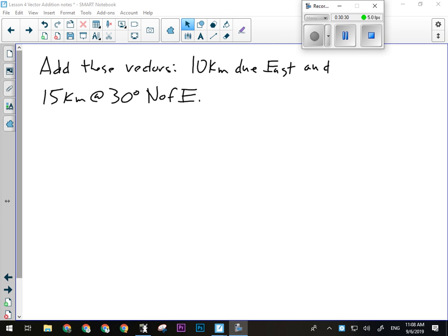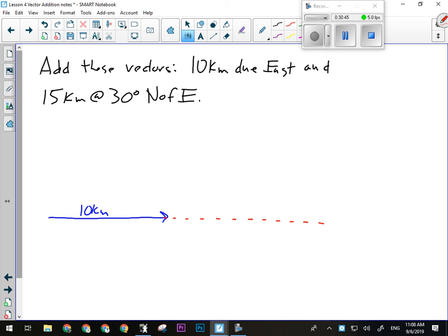Let's have a look at the diagram. So your diagram should set up like this. You have a vector that is 10 kilometers due east. Then you have a vector that is 30 degrees north of east. So I'm drawing a reference line that's east. I'm going to go 30 degrees north of that.